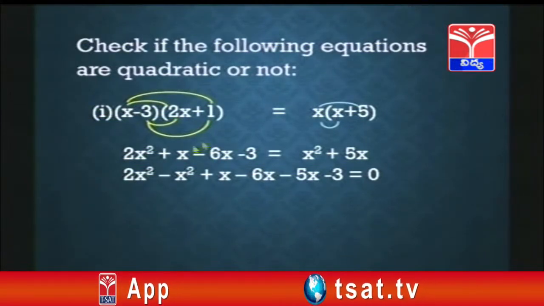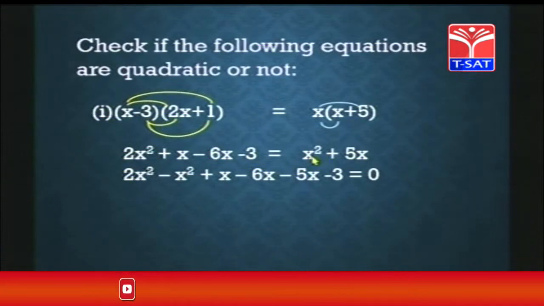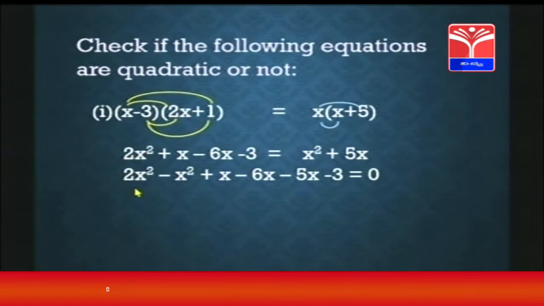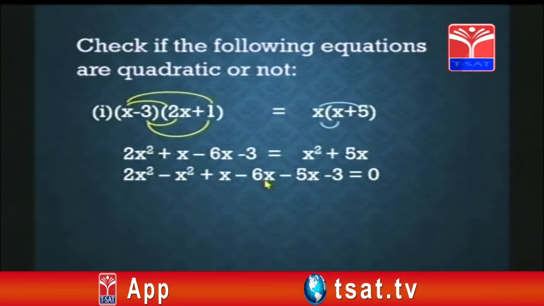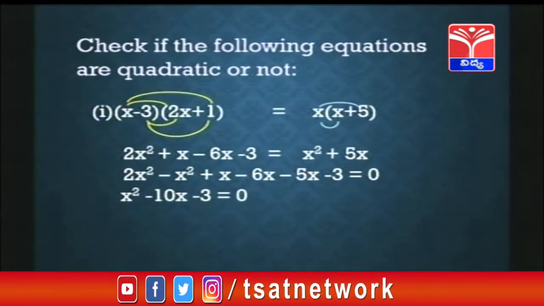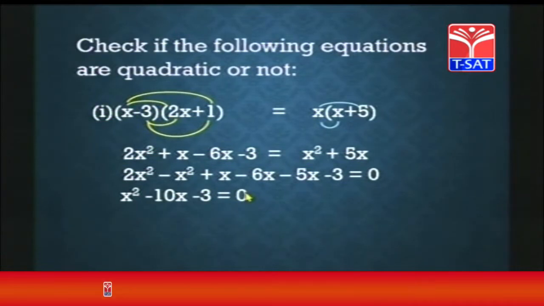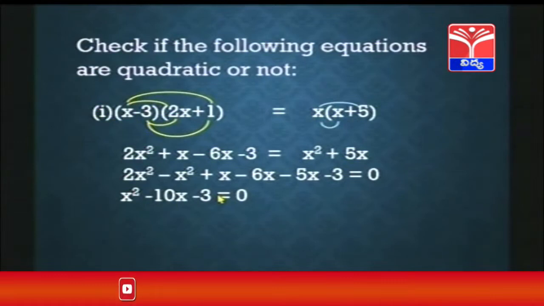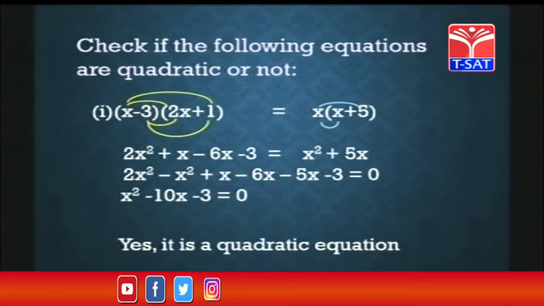Now when we transpose the terms from right hand side, +x² becomes −x² and +5x becomes −5x. So we get the equation as 2x² − x² + x − 6x − 5x − 3 = 0. Now let's simplify this. We get an equation as x² − 10x − 3 = 0. Now what do you understand the degree of this equation is? Yes, x has the power as 2. So yes, it is a quadratic equation.